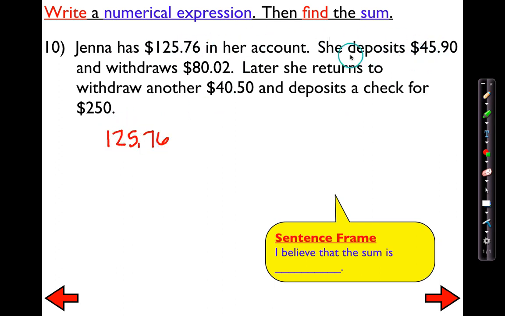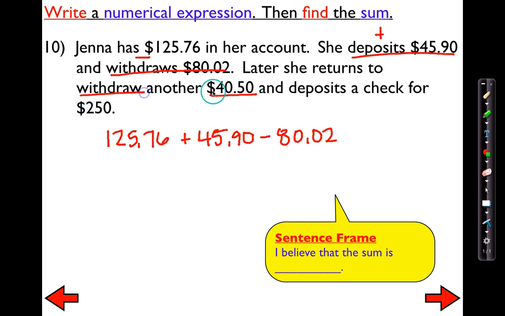The first thing that she did was deposit. Because it's a deposit, we're going to go ahead and add $45.90. Now, then she withdraws. Withdraws is subtraction because the account is losing money, so we're going to go ahead and subtract $80.02. And then it says later she returns to withdraw another $40.50. So since it's a withdraw, it's going to be minus $40.50.